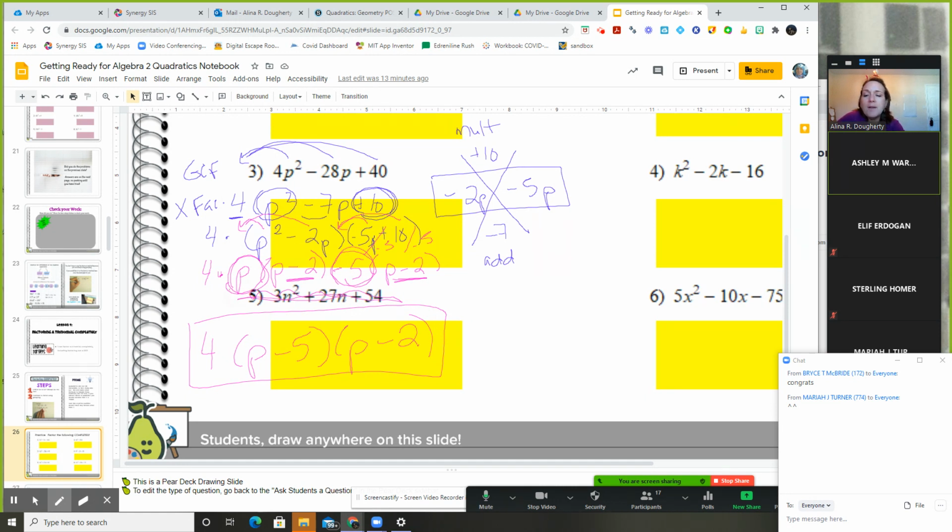I put my greatest common factor. So I divided this first set of parentheses by p, and I divided the second set of parentheses by negative 5. So I put those together in the first set of parentheses. And then I've got p minus 2 and p minus 2. So that came down here. Any questions on number 3? We ready to go to number 4? We're halfway done.